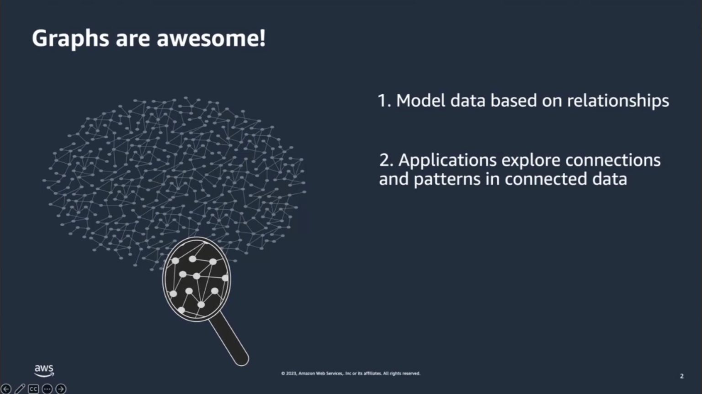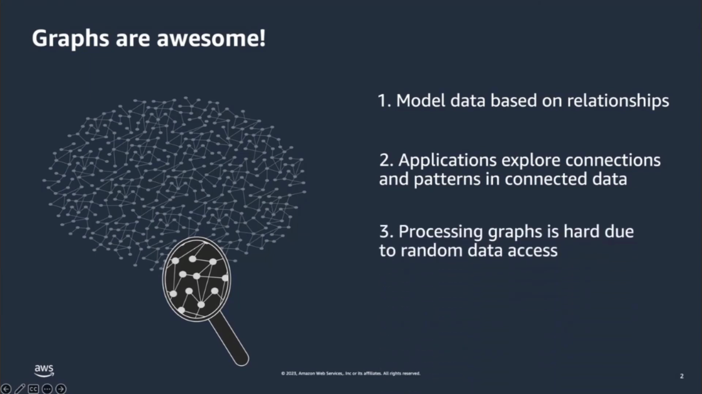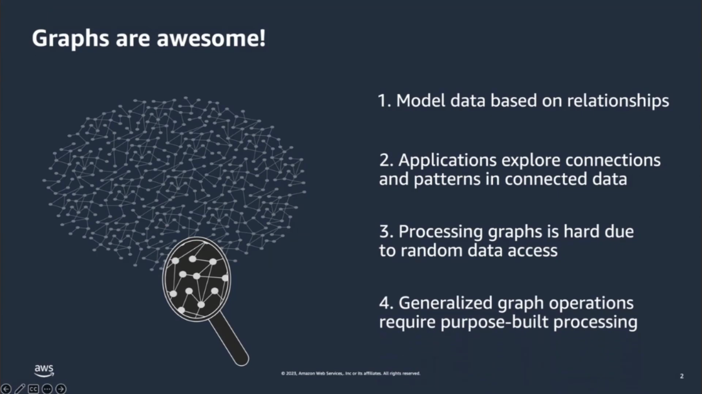But this comes with some challenges. First off, processing graphs is hard, and it's hard because the way you work with graphs and the way you process them tends to involve very random data access to get to your information. So you really need to do these sorts of generalized graph operations. You really need to work with a purpose-built technology to do that sort of processing. And this is where Amazon Neptune comes into play.